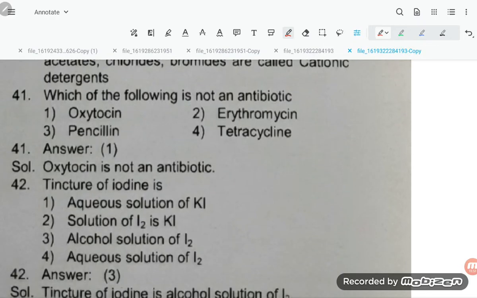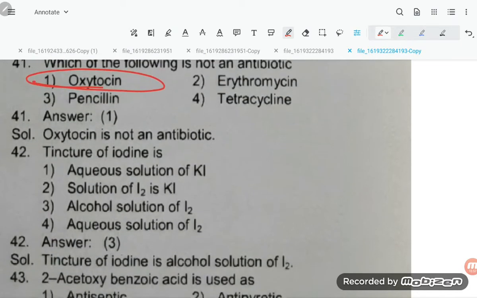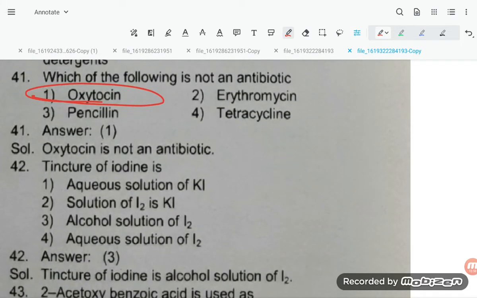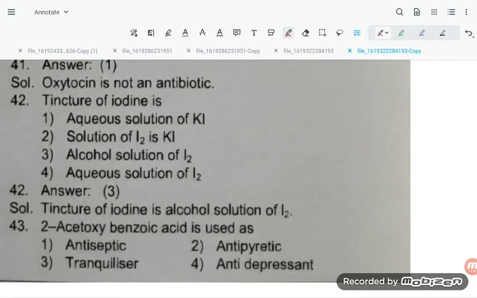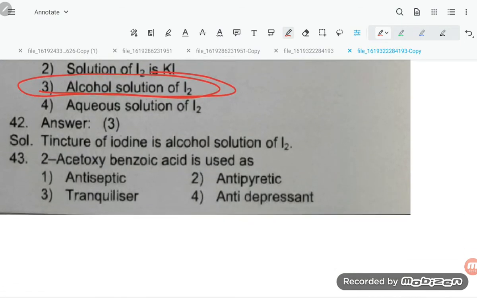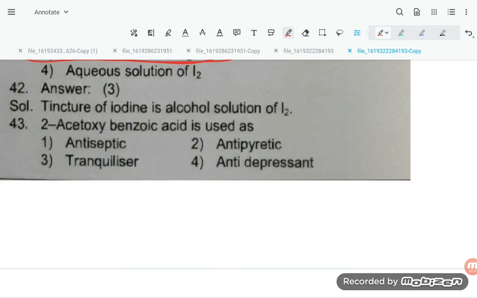Next one, which of the following is not an antibiotic? Oxytocin is not an antibiotic; it is involved in lactation, producing milk. Tincture of iodine is an alcohol solution of I2.